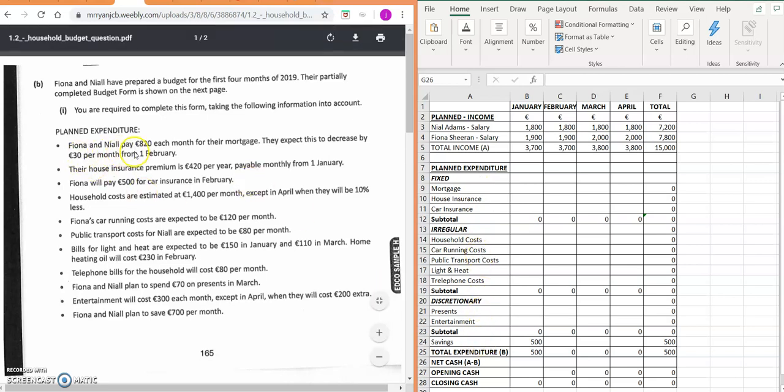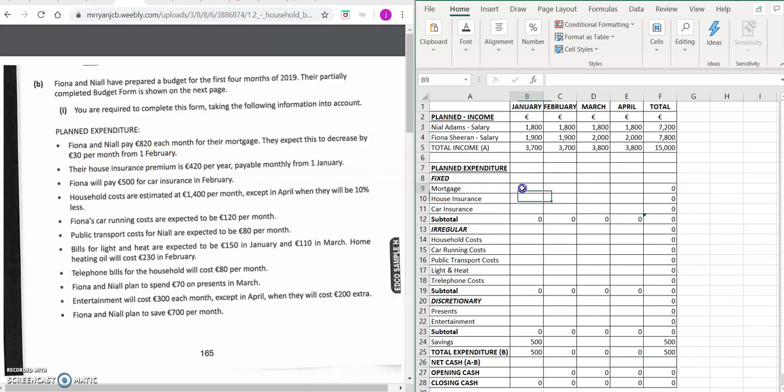It says Fiona and Neil pay €820 each month for their mortgage, and this will decrease by €30 from the 1st of February. So it's going to be €820 for January, and it's going to decrease by 30 for the next 3 months. So it's going to be 820 minus 30, so it's going to be 790 for February, for March, and for April. Add up your total and you get 3,190.